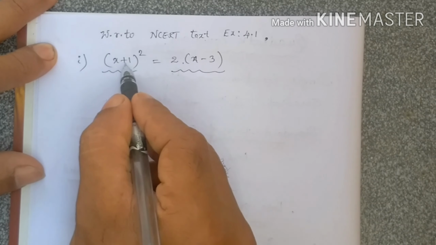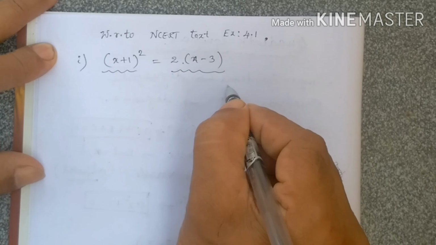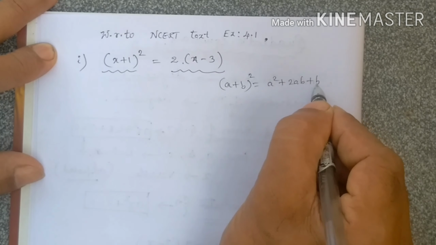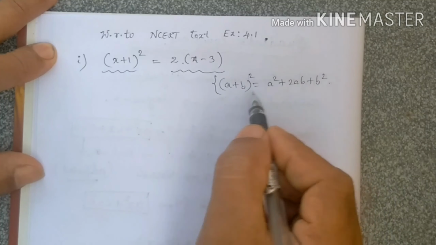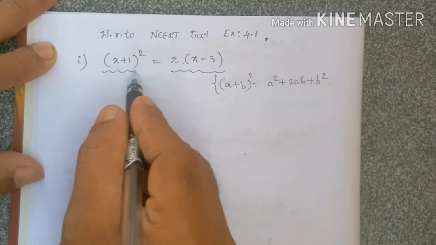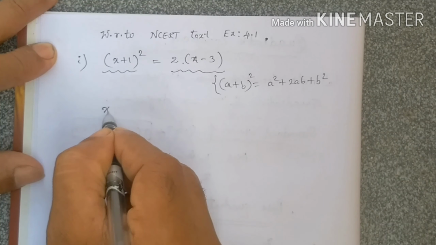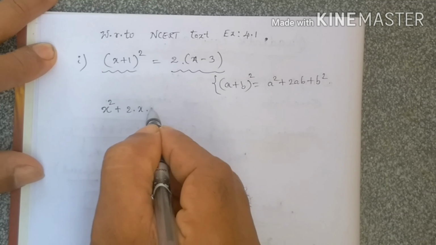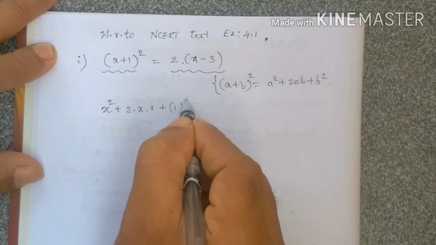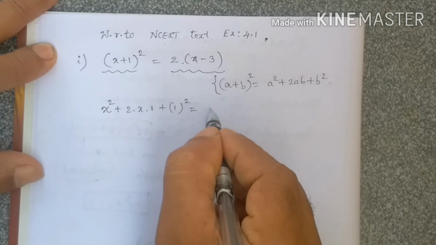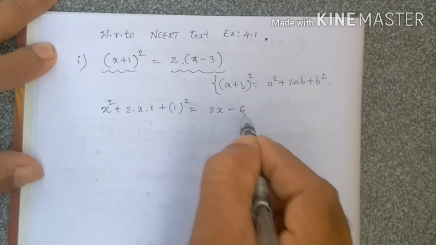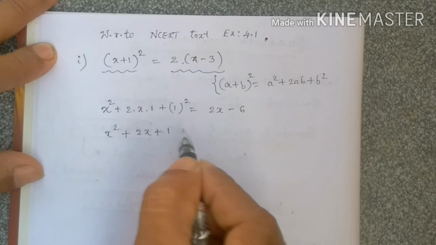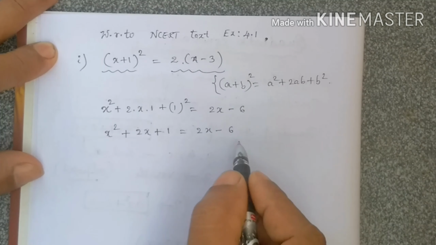So that means here we need to apply (a + b)². We know (a + b)² is nothing but a² + 2ab + b². So this is the identity we need to use here to expand this (x + 1)². With respect to that, we can write x² + 2 times x (a means x, b means 1) + b², that is 1, is equal to 2x − 6, since 2 times 3 is 6. Keep on simplifying: this is 2x + 1, and 2x − 6 remains as it is.